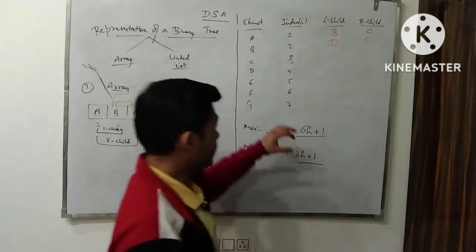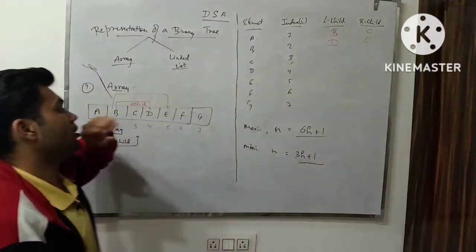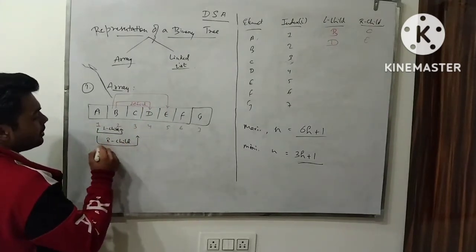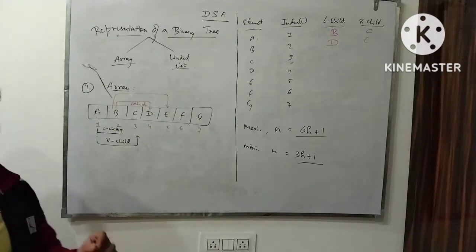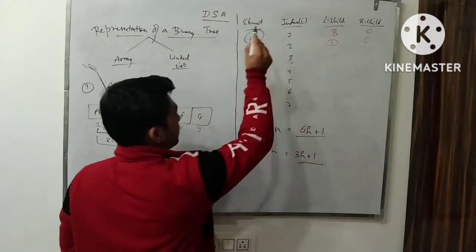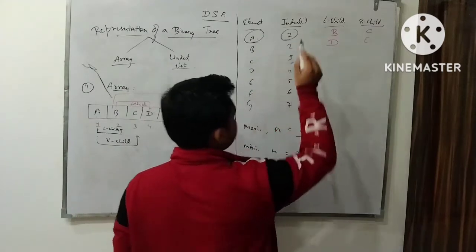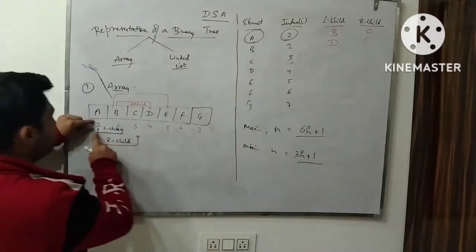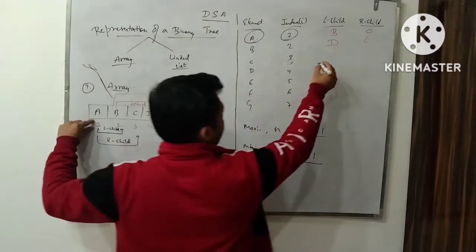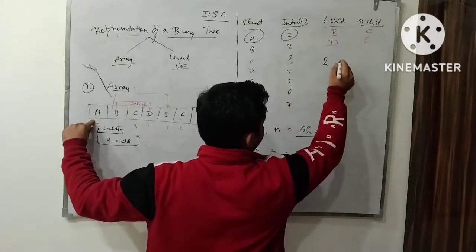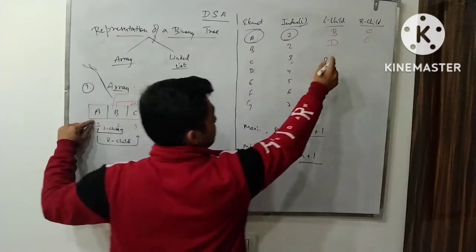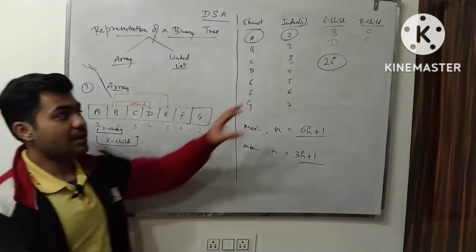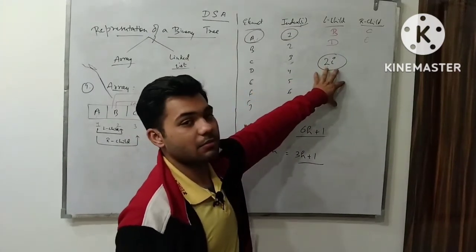Similarly, if I want to derive the formula for this, you should also notice one thing: the left child and the right child have some relation with the parent node. If I take this example, A is at the index 1. If I is the index of these elements, the formula for the left child will be 2 into i.